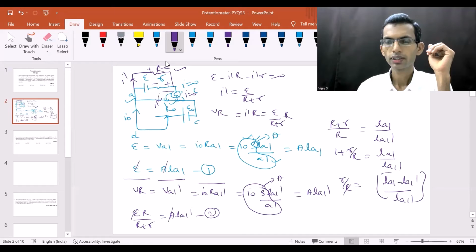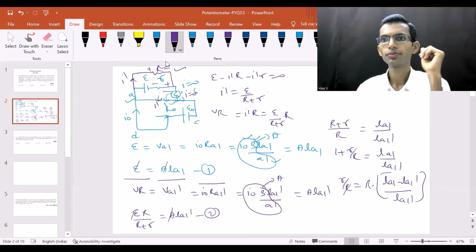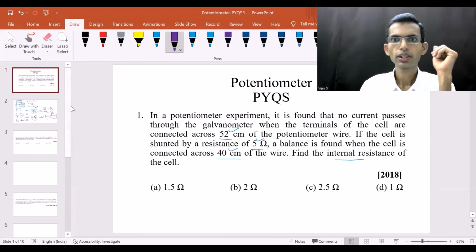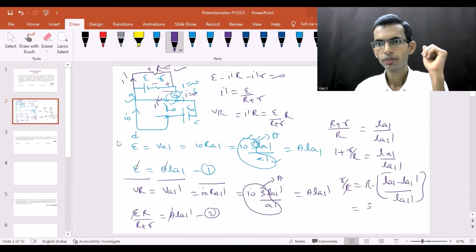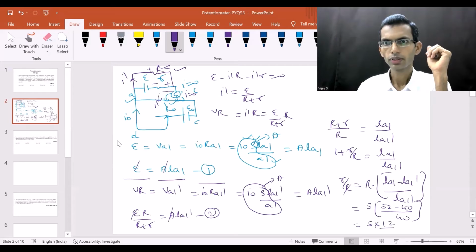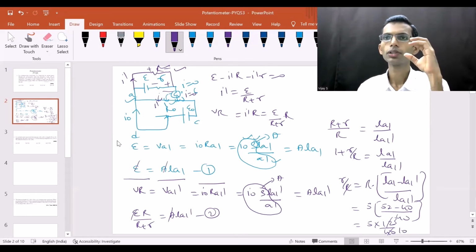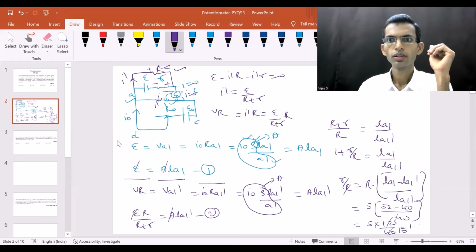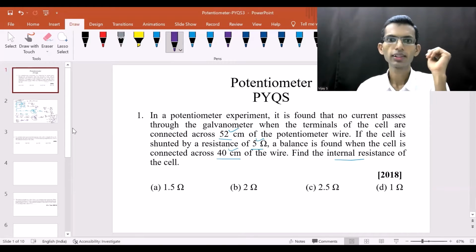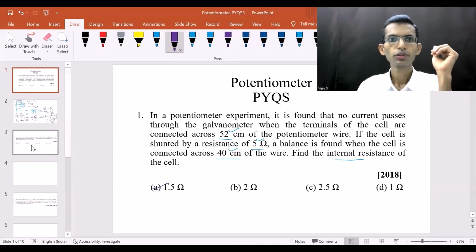So when we take R to that side, it becomes multiplication. When we substitute these values, which are nothing but 5, 52, 40, we are going to get 15 by 10. So that means 1.5. Which option satisfies? A is the answer. Let us move to next question.